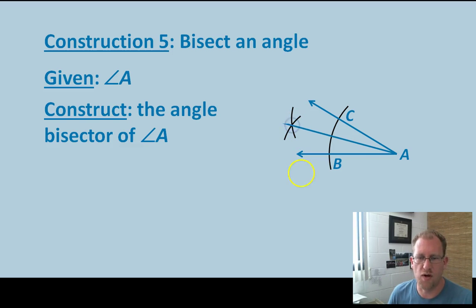Now I just need to take my straight edge and go from the origin of the angle to the place where my hash marks intersected, and I have point D. And now ray AD will divide angle BAC in half. We've created an angle bisector. All right? You can see that again if you need more help.